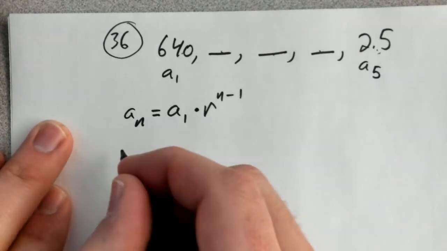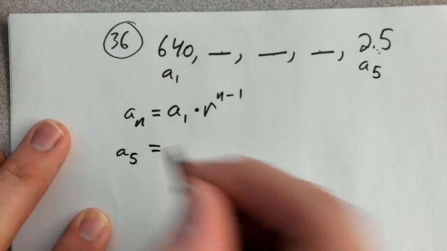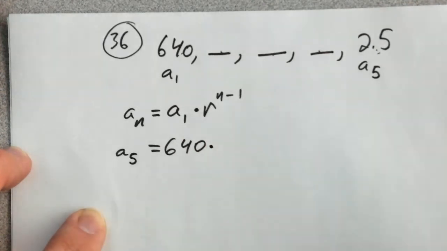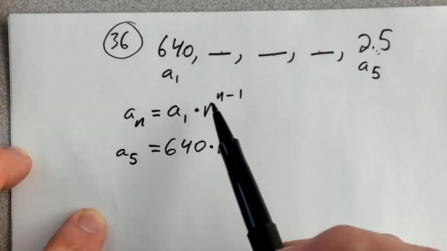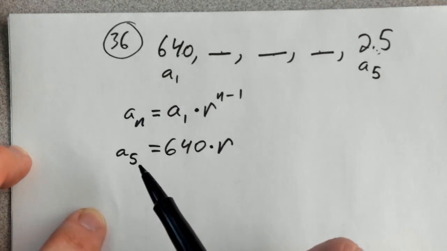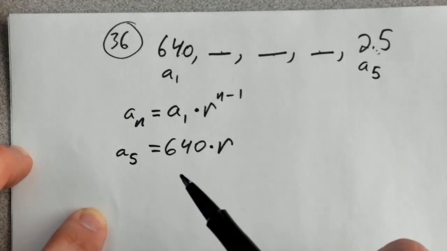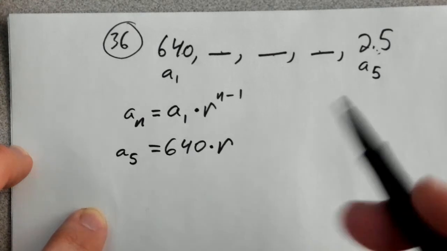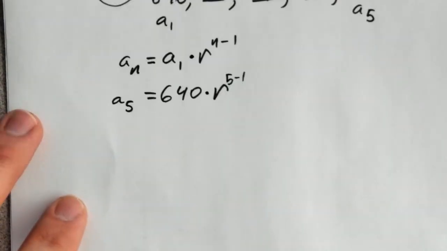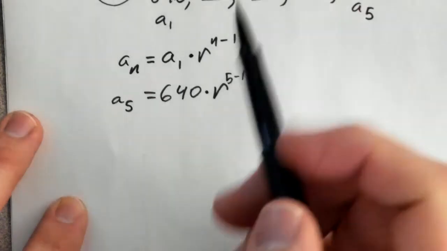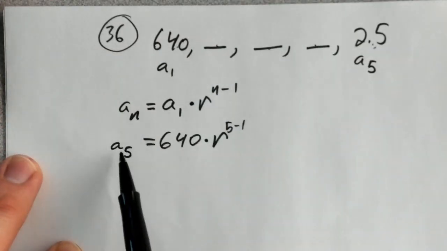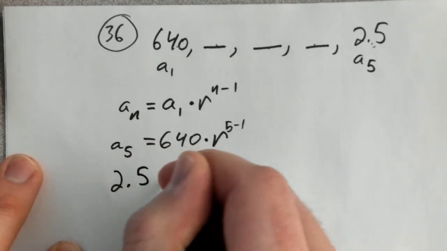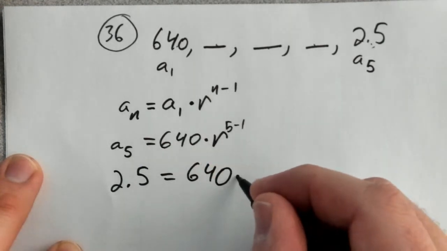And here's how. I'm going to plug in what I know. I know a sub 1 is 640, so I can plug that in. Times r, I don't know that. But then n minus 1, well, if I'm picking a sub 5, then what does n have to be? Yeah, it's got to be 5, right? So 5 minus 1. So now I'm close to being able to solve for r. I also know that a sub 5, the fifth term, is 2.5, so I can plug that in as well. So I get 2.5 is equal to 640 times r to the fourth.